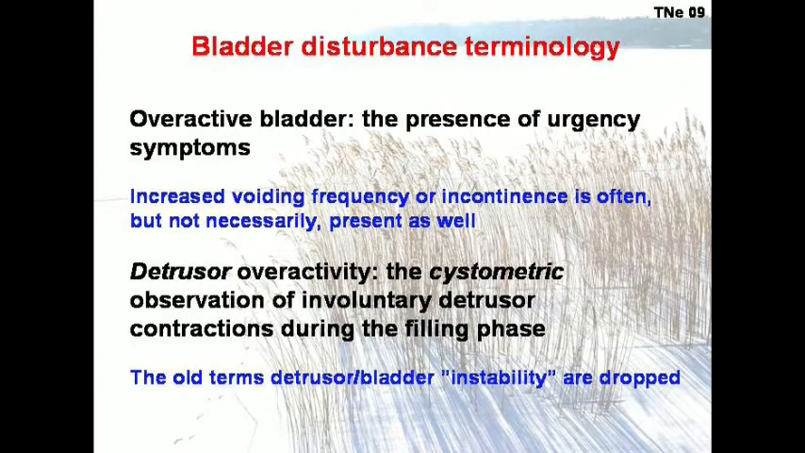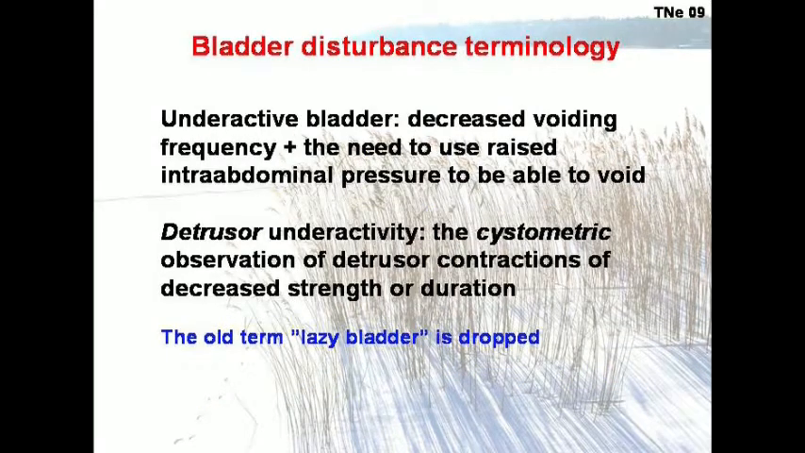Detrusor overactivity, if we use that term, it means that we have made a systematic evaluation. And we don't speak about instability anymore. An underactive bladder means decreased voiding frequency plus the need to use raised intra-abdominal pressure to be able to void. And again, if we say detrusor underactivity, it means we have made a cystometry and we have observed poor detrusor contractions. And we don't talk about lazy bladder because that's not a neutral term.